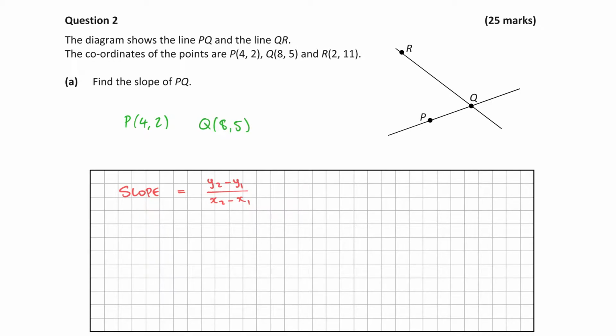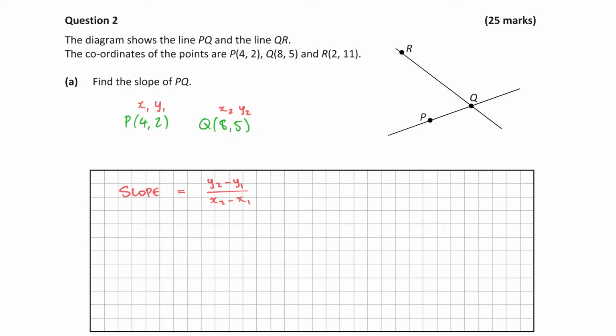We can see that these are both x and y values, and these are both x and y values. These two are in the first coordinate, so I label them x1, y1, and these two are in the second coordinate, so I label them x2 and y2. Now all I need to do is fill those values into my equation.